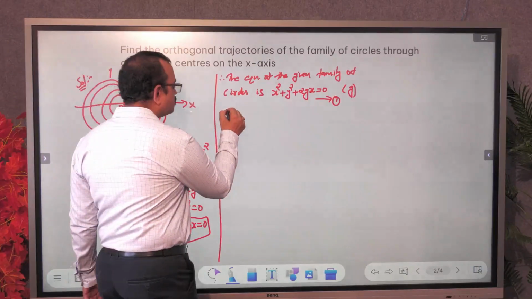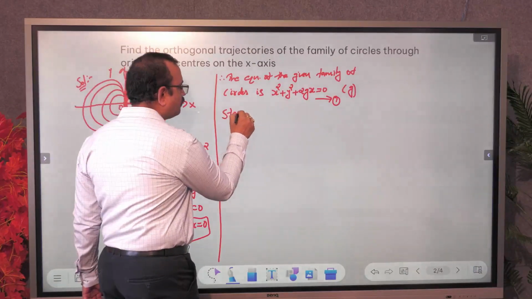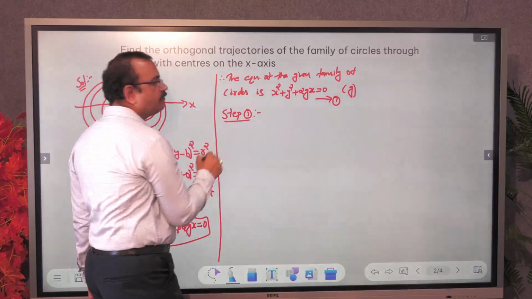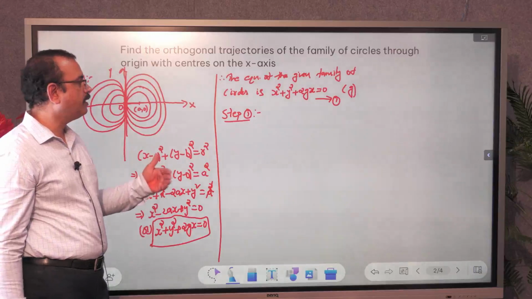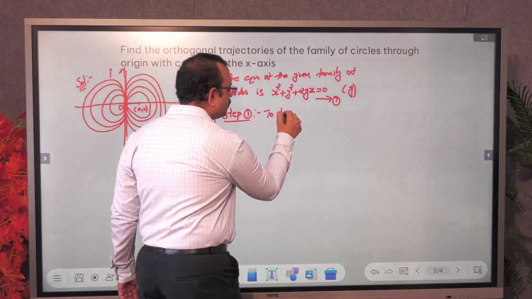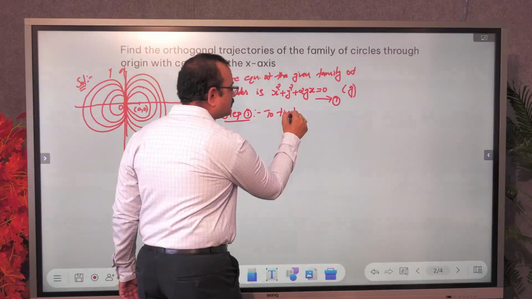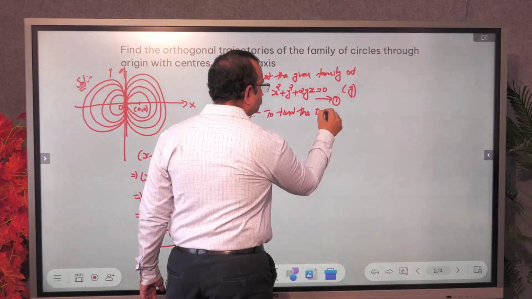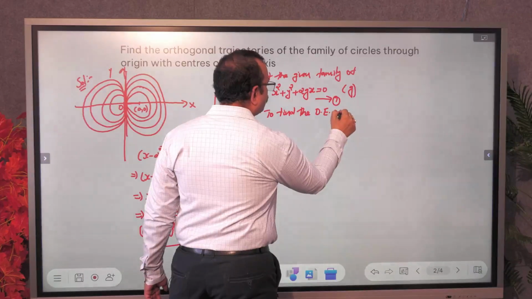Now we'll find out step 1. So what do we have to do in step 1? We have to find the differential equation for the given family. So now we write: to form the differential equation of equation 1.